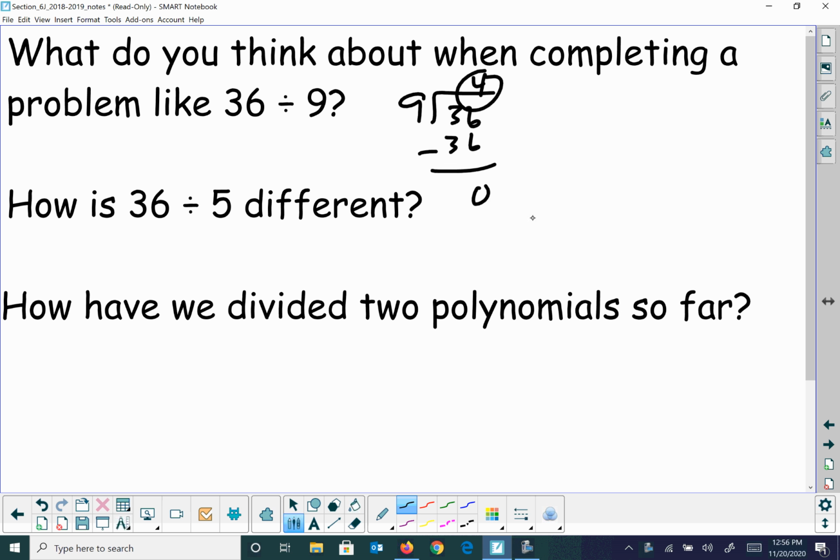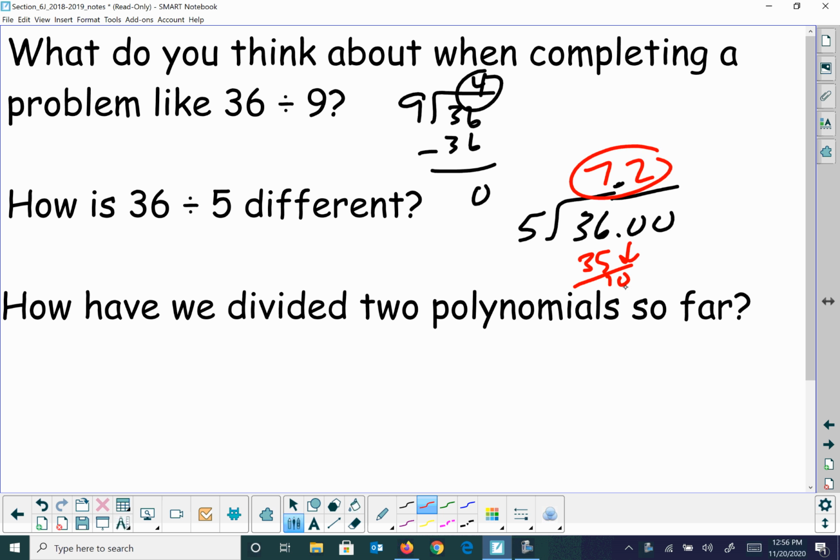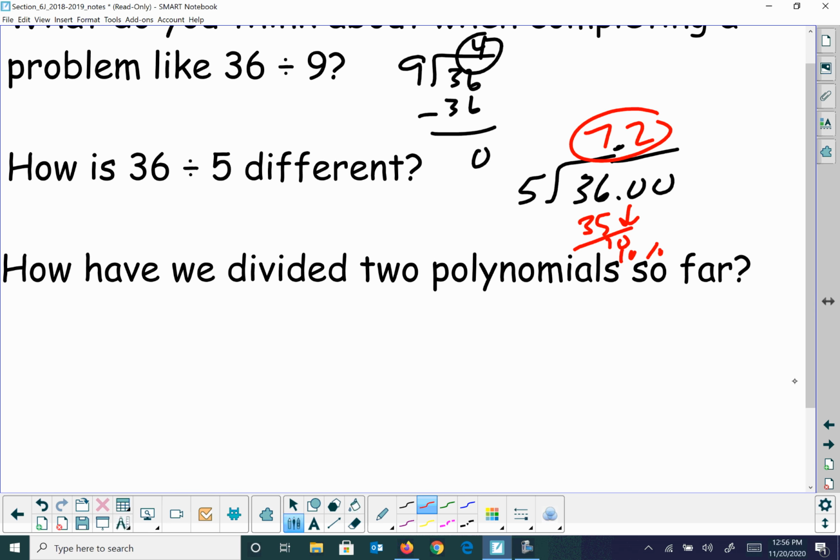And then if you had to say 5 into 36, you might put a couple decimal places and say 5 goes into 36 7 times. 7 times 5 is 35. 1, bring down the 0. 5 goes in 10, so 7.2 would be your answer there. Okay, because then you get 10, 0. So we have divided two polynomials so far as synthetic division using substitution, things like that.